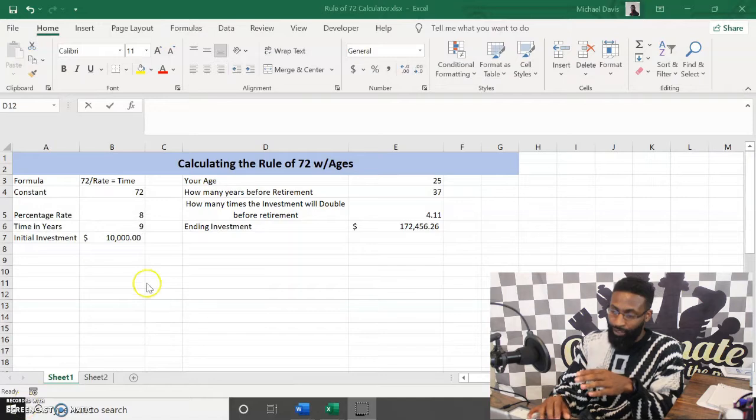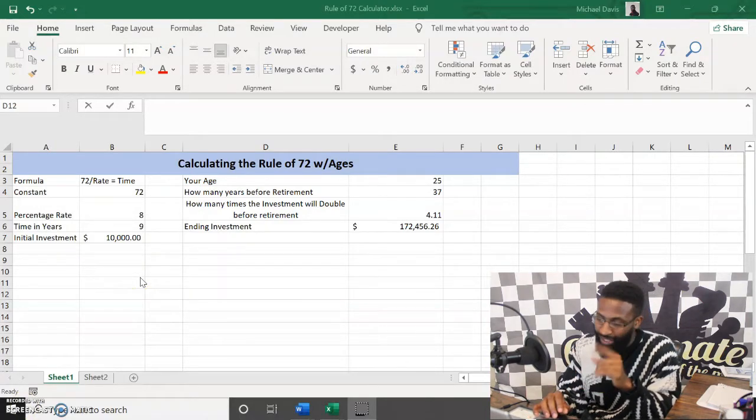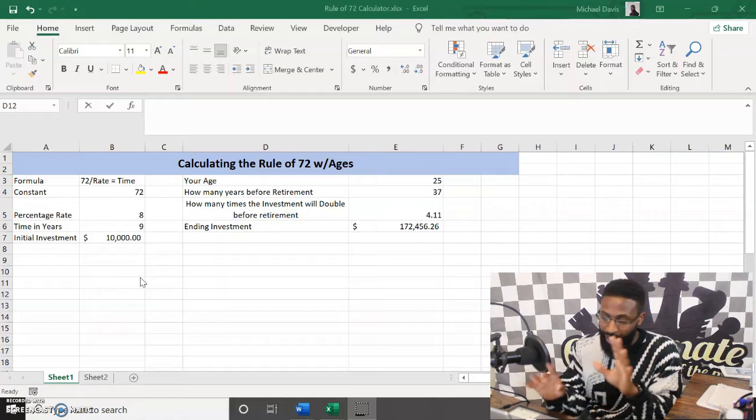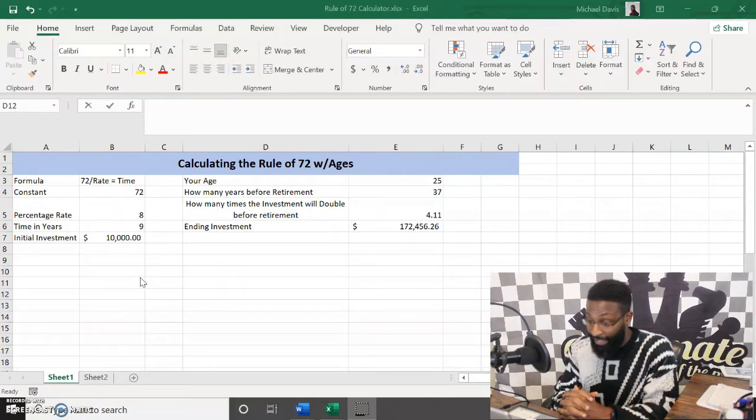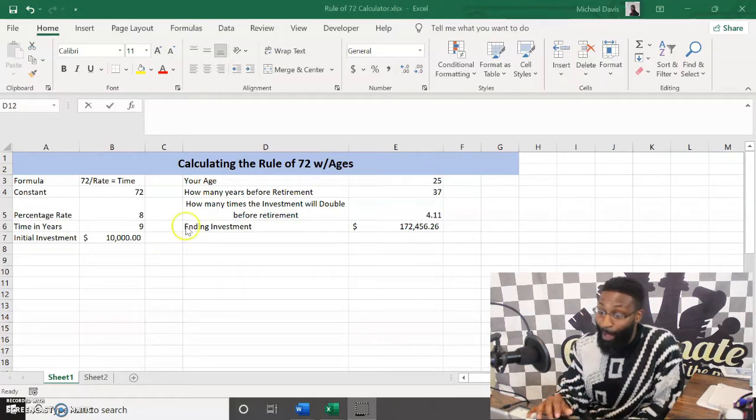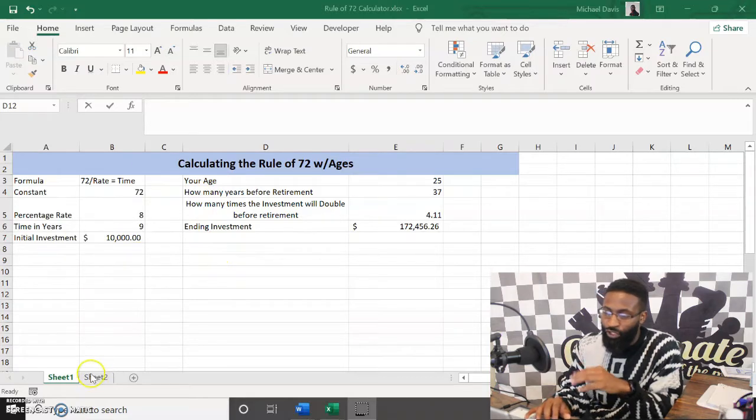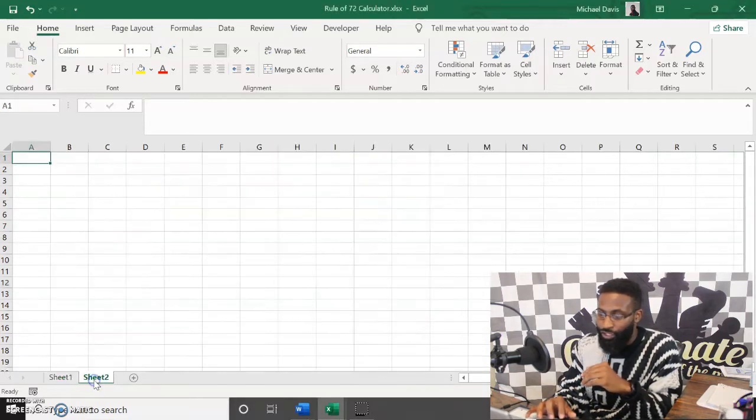Okay, look, this is what we're gonna be building right here. Calculating the rule of 72 to go along with episode 10, where I break down the concept and tell you how they're cheating you out of your money. You know what I'm saying? You need to check that out. Now, this is the end result. This is where we're going to start fresh.